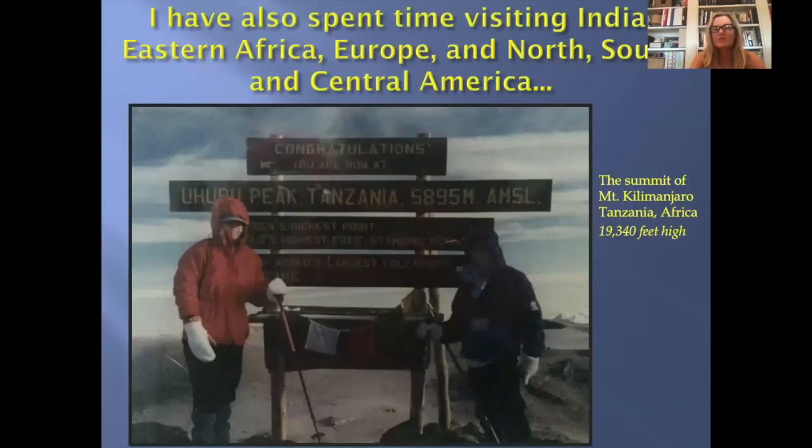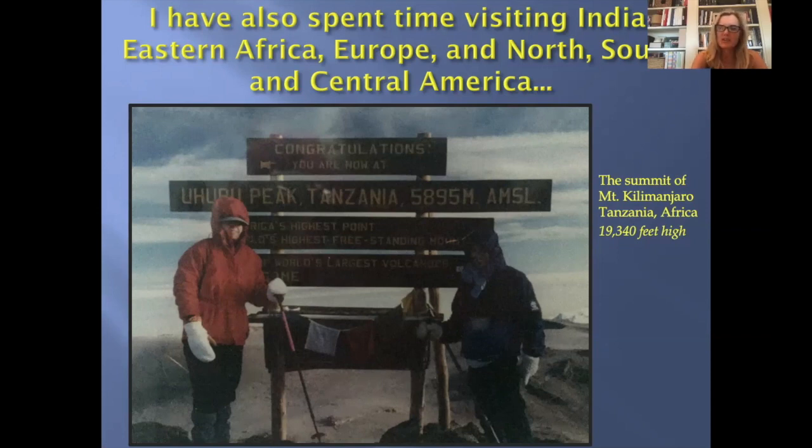One of my favorites was India, traveling all around India on a third-class train line with my now husband and our good friend who was volunteering for the year as a doctor in a very rural area of India. We traveled all around and stayed with families, which was just amazing. We have traveled throughout Eastern Africa, to Europe, North, South, and Central America.